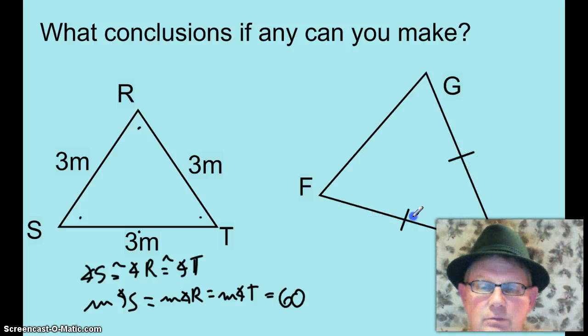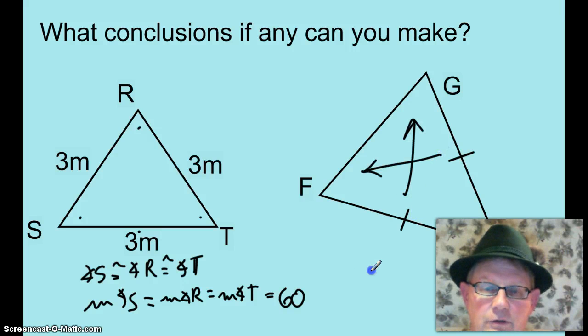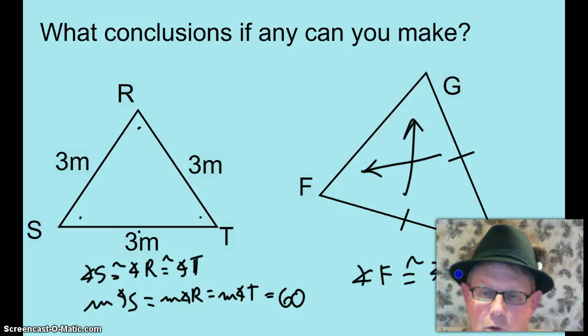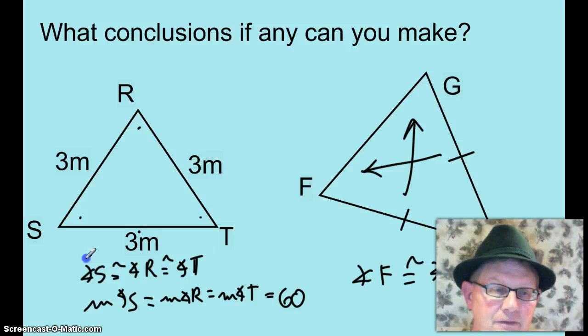Okay, looking at this, you should be able to use the base angle theorem. Two sides congruent, then the angles opposite those sides are congruent to each other. You should be able to make the following conclusion. Angle F is congruent to angle G. That is correct.